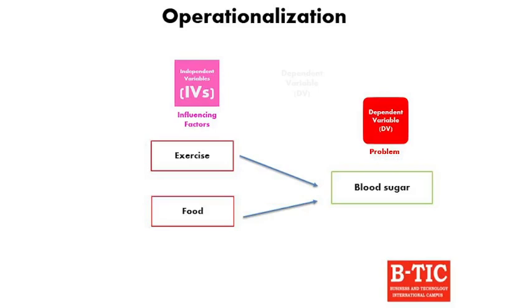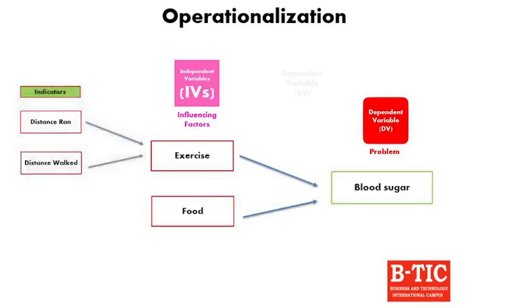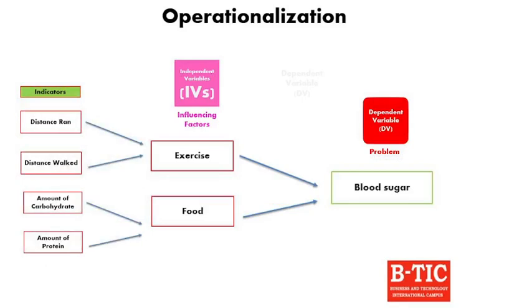Now to measure this, we don't have any scales to measure exercise, food or diabetes straight away. So we have to use some indicators that we have already learned. Now exercise can be indicated by distance ran, distance walked. The food can be indicated by the amount of carbohydrate consumed, amount of protein consumed. And diabetes can be indicated by the glucose that you have in your blood. So based on these indicators, we can measure the IVs and the DVs.